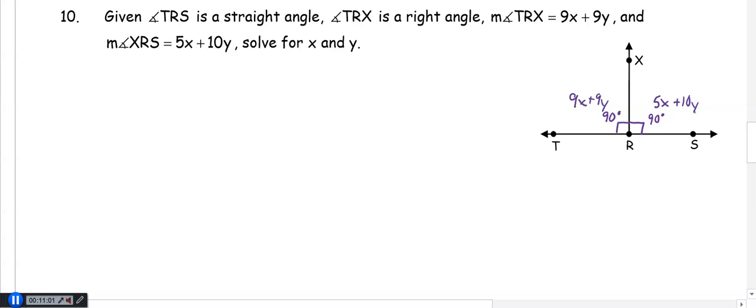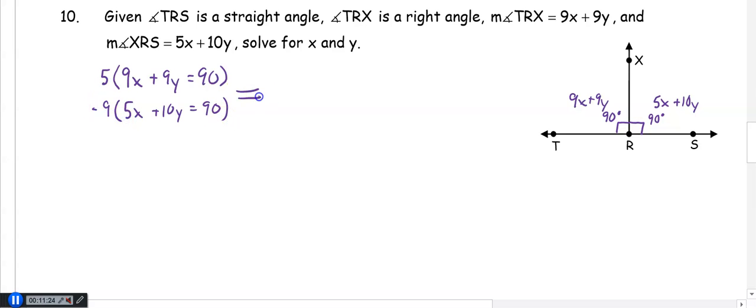So I know that they're both 90-degree angles, so we're going to have 9x plus 9y equals 90, and 5x plus 10y equals 90. So in order to solve a system, I need to eliminate one of my variables. So I'm going to eliminate my x's. So I'm going to multiply by 5 on top and negative 9 on the bottom. So when I multiply, I get 45x plus 45y is equal to 450.